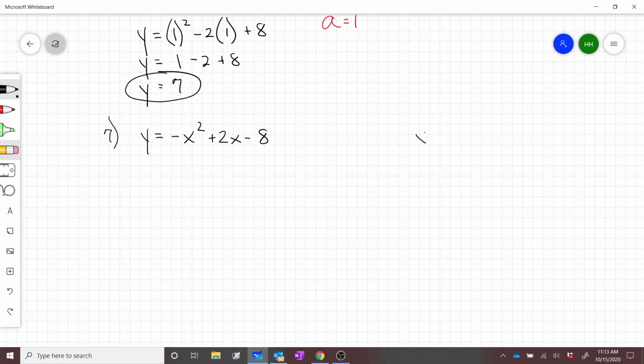Your vertex form is y equals a times x minus h squared plus k. Our x at the vertex is equal to the opposite of b over 2 times a. And our a value now, since there's a negative sign in front of that x squared, is negative 1. So our x at the vertex is the opposite of 2 divided by negative 2. 2 divided by negative 2 is negative 1, and the opposite of negative 1 is positive 1.